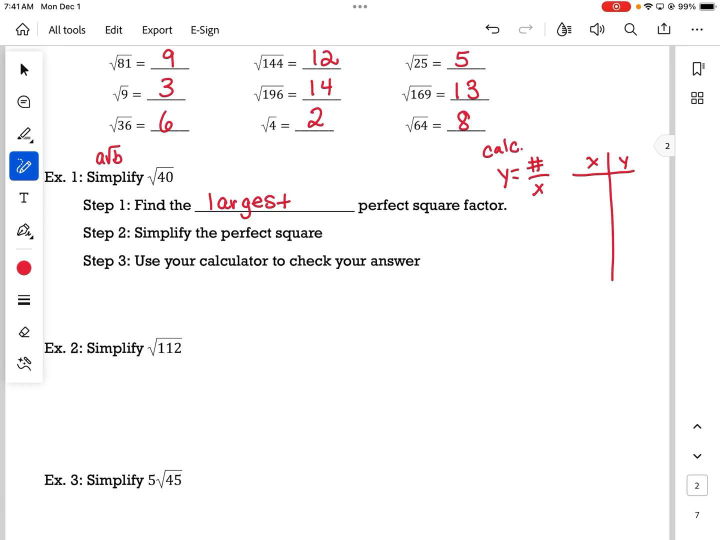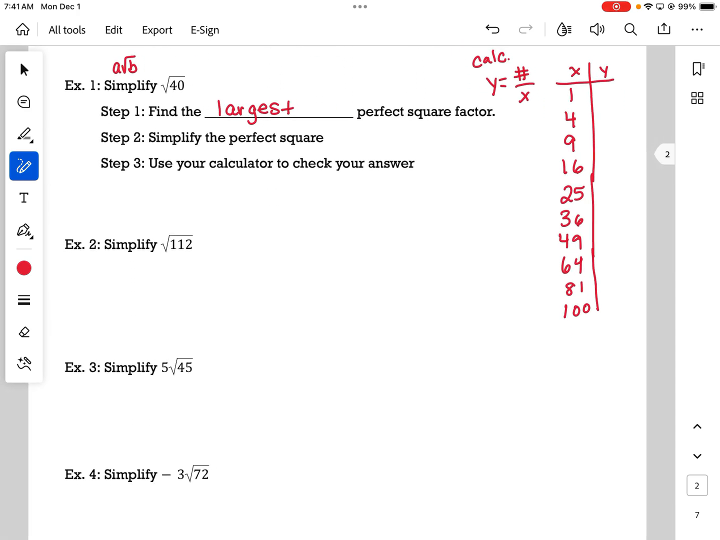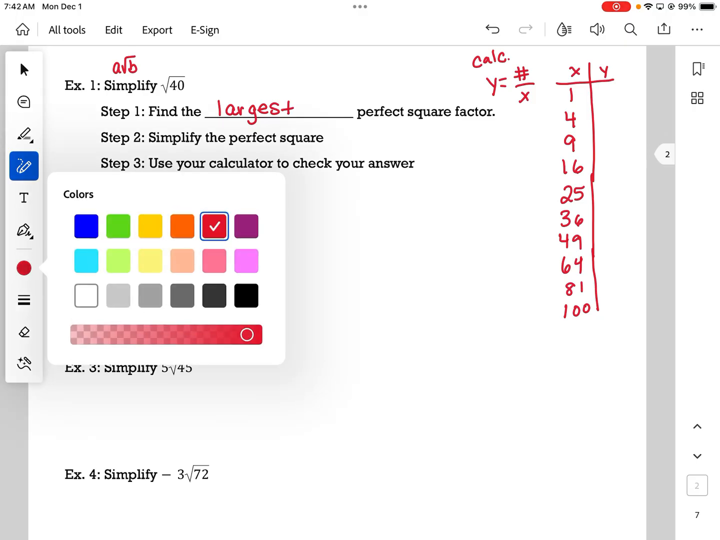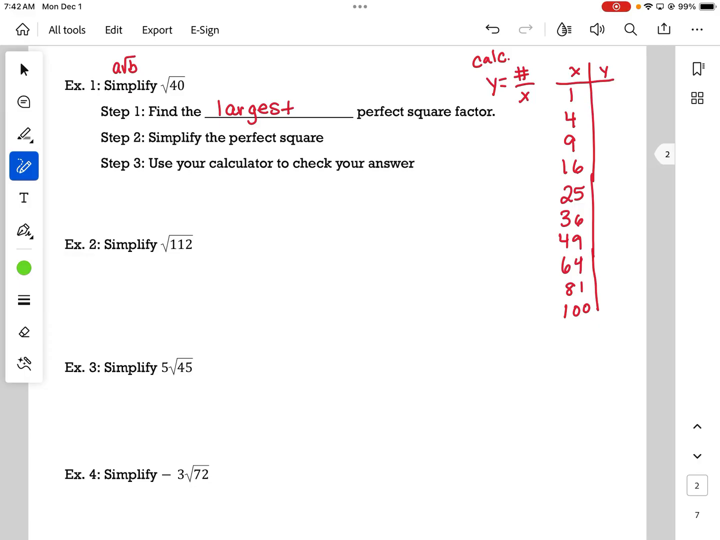So the perfect squares are 1, which 1 doesn't really matter, 4, 9, 16, 25, 36, 49, all of those is what we're looking at. 64, 81, 100, so on. And you're going to use the largest perfect square factor. And then rewrite it. So let's look at 40.